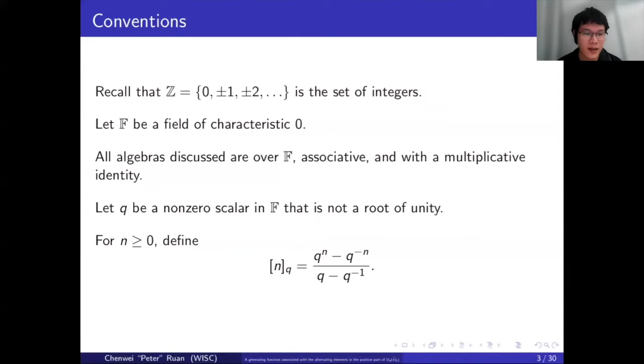So first, let's make some conventions. Z is the set of integers, and F is a field. Sorry, I should delete the characteristic 0. Yeah, it's just a field. All algebras discussed are over the field F. They are associative, and they always have a multiplicative identity. Let q be a non-zero scalar. We just fix q to be a non-zero scalar in F that is not a root of unity. And for natural numbers n, we define the bracket n sub q to be q to the n minus q to the minus n divided by q minus q inverse.